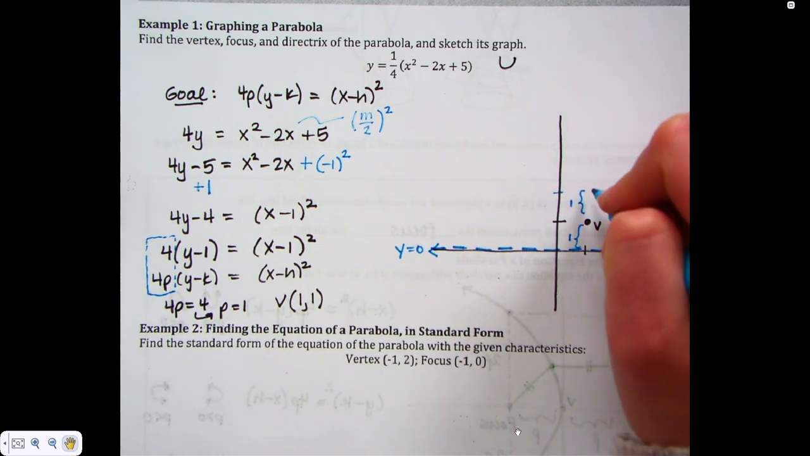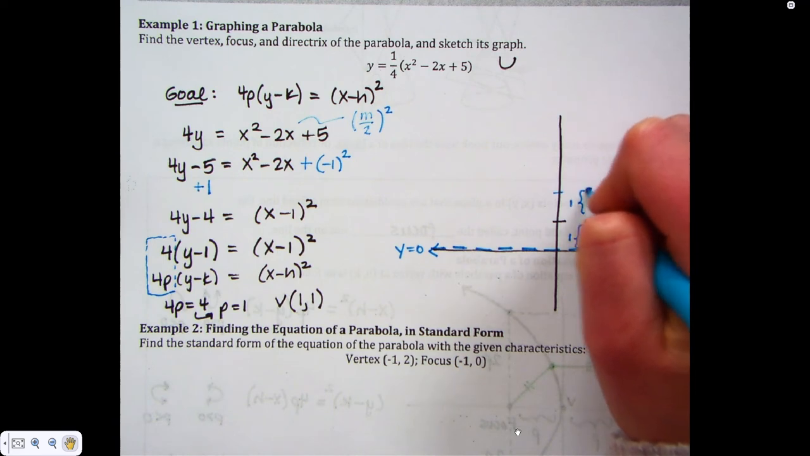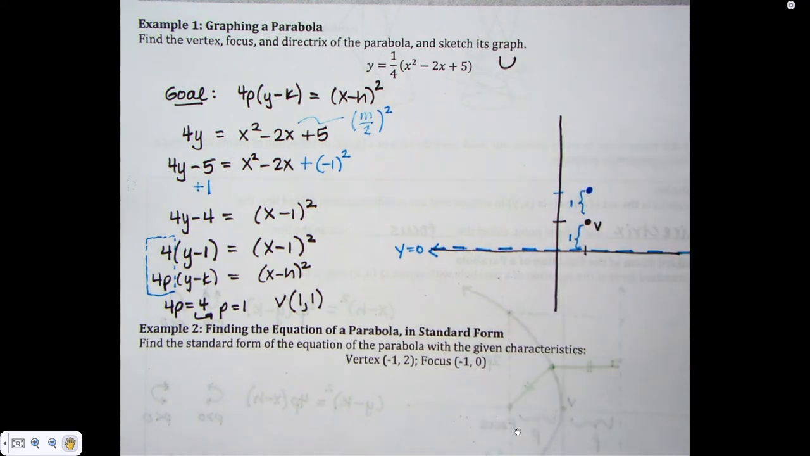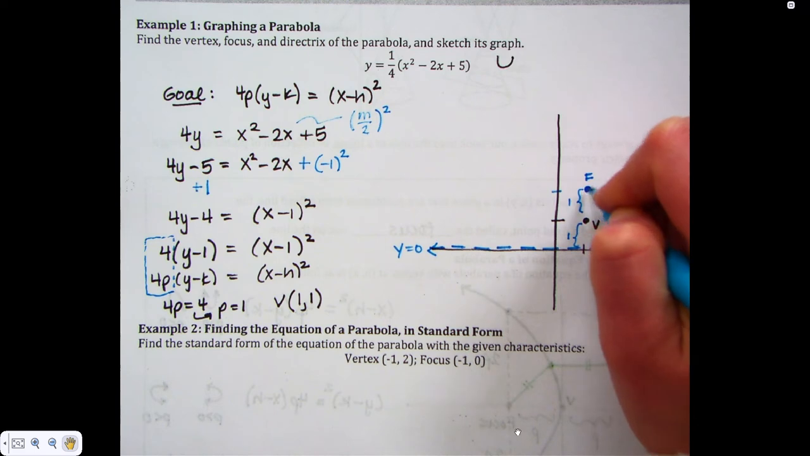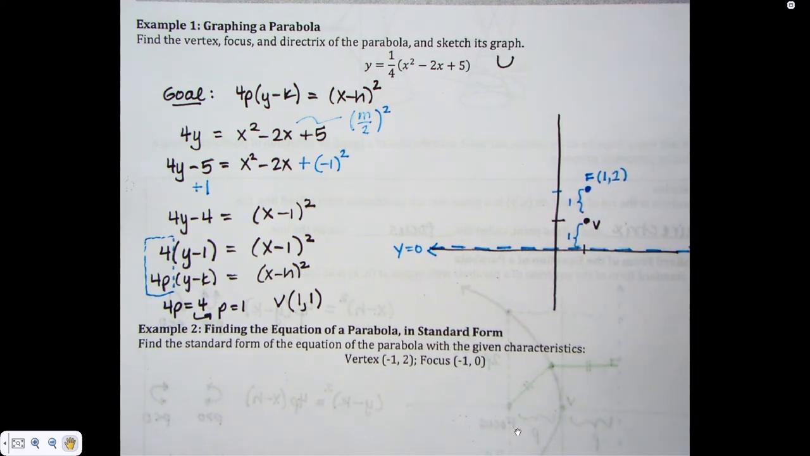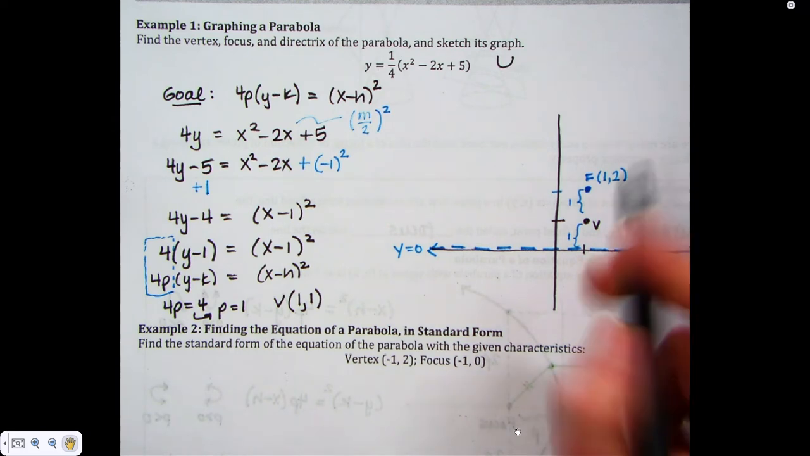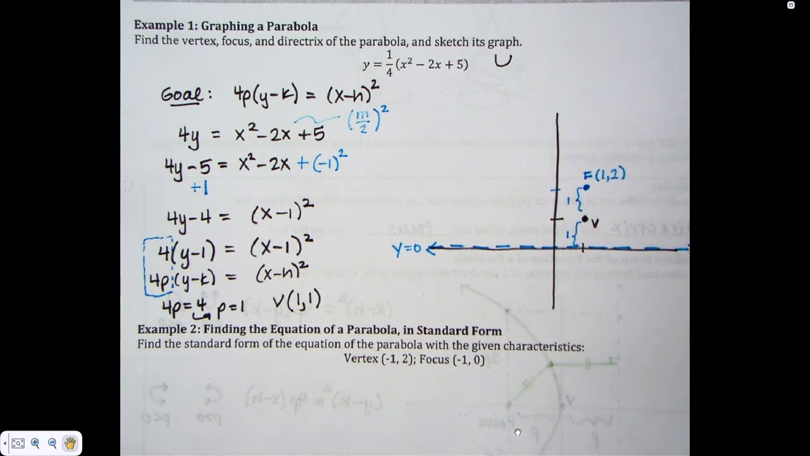And I know then that my focus, which should be inside of my parabola, is at the coordinate, let's see, I would go over 1 and I would go up 2. So 1, 2. If I have a decent sketch, I can just kind of count it out. So that gives me some of the important points.